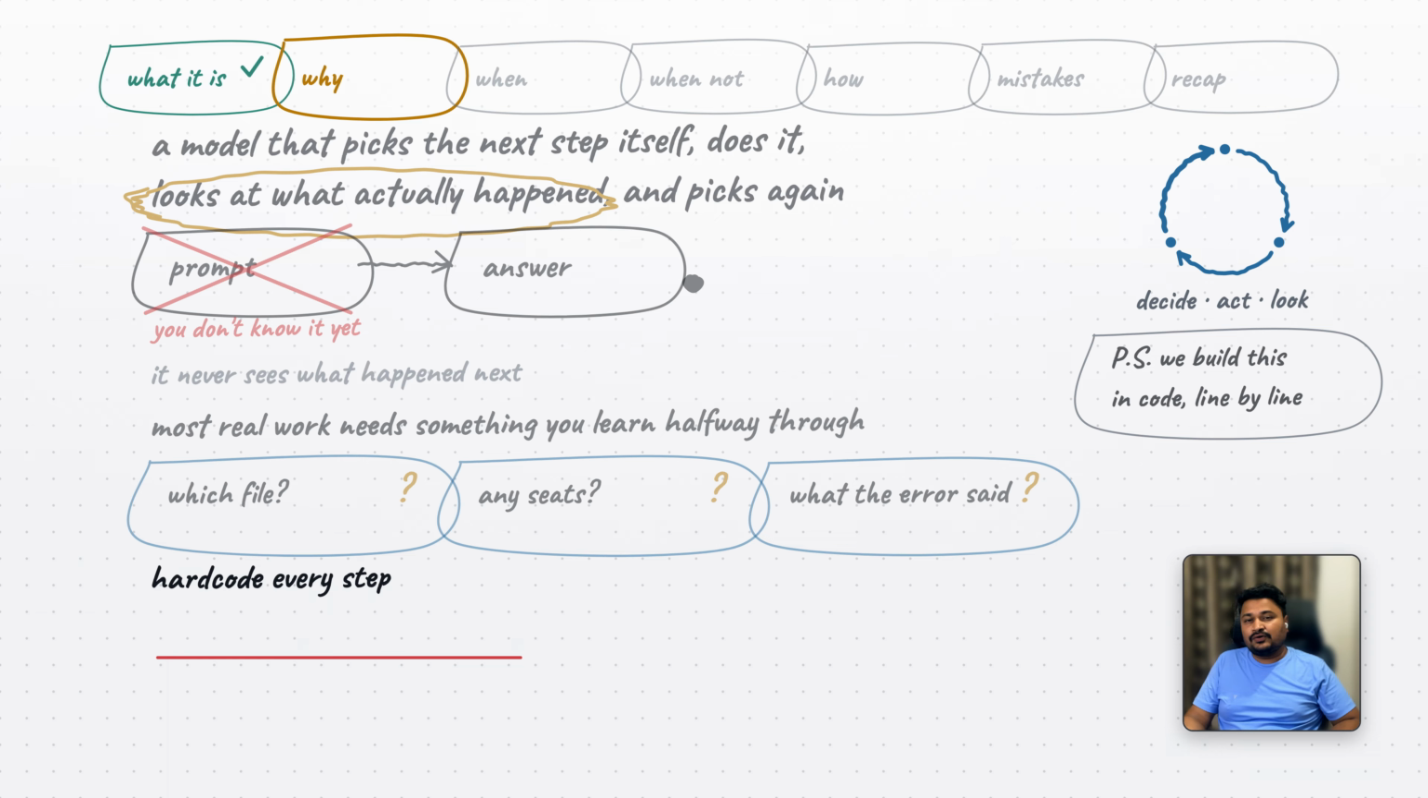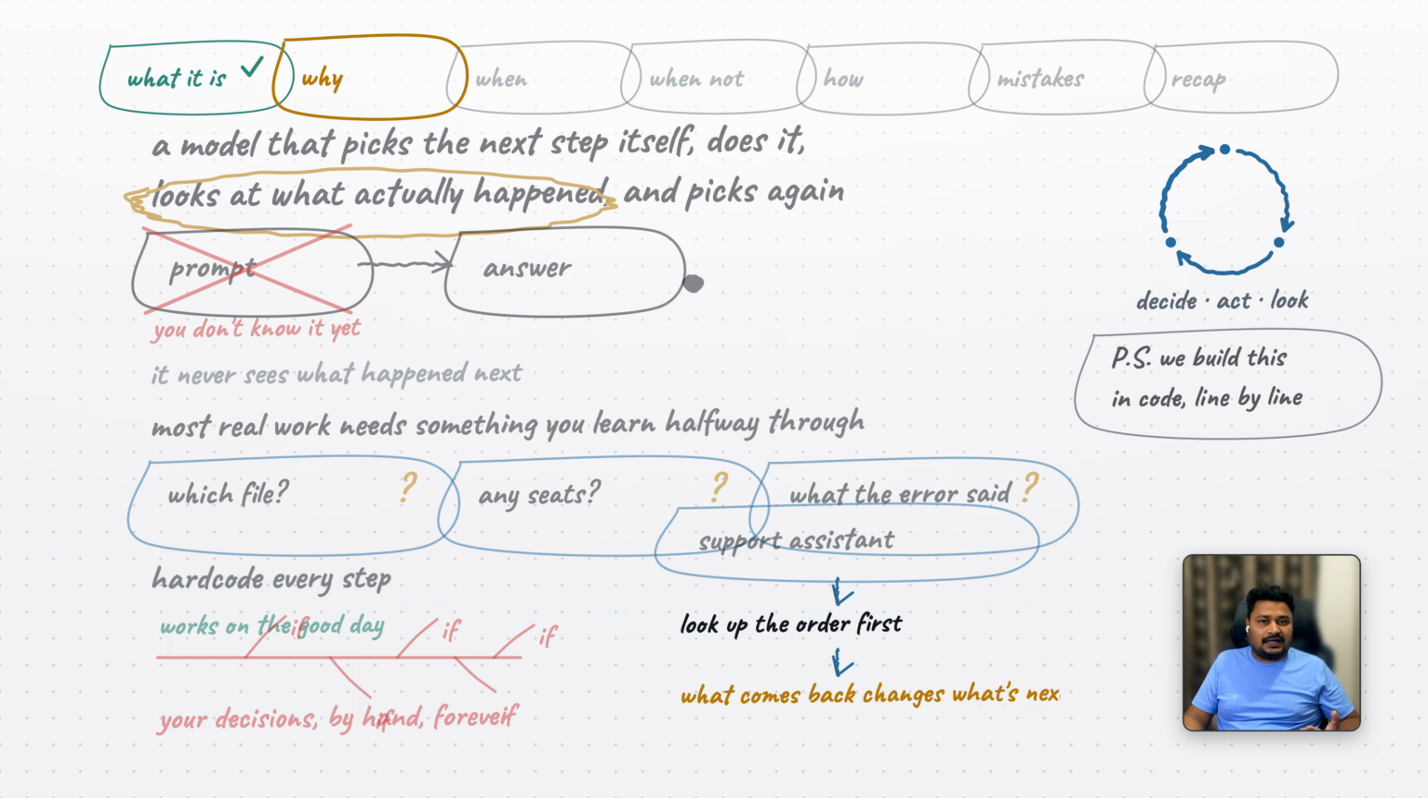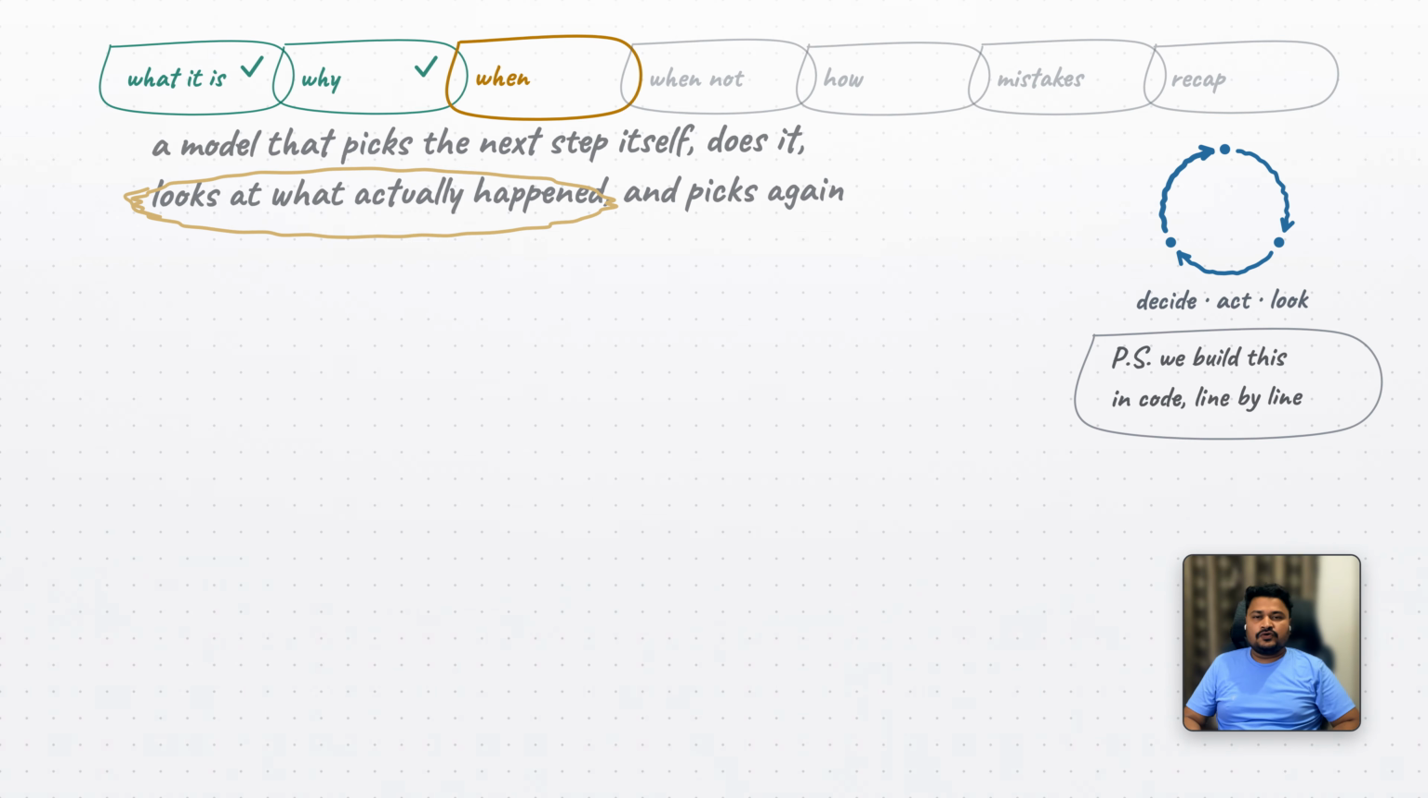So people hard coded every step instead. It works on the good day. Then reality is slightly different, so you add an exception, then another. Now you are writing the model's decisions by hand forever. Take a support assistant: it has to look up the customer's order first, and what comes back changes what it says next. So when do you actually want one?